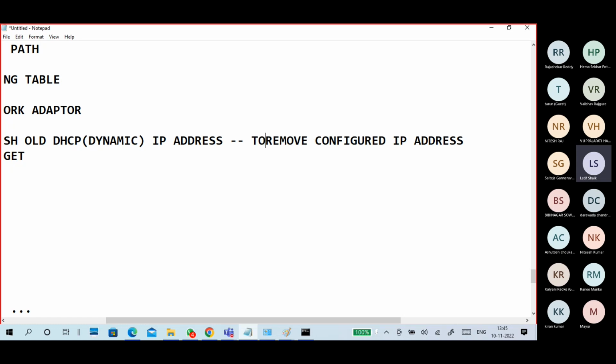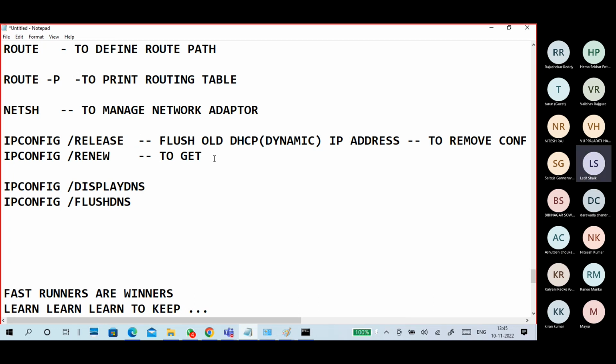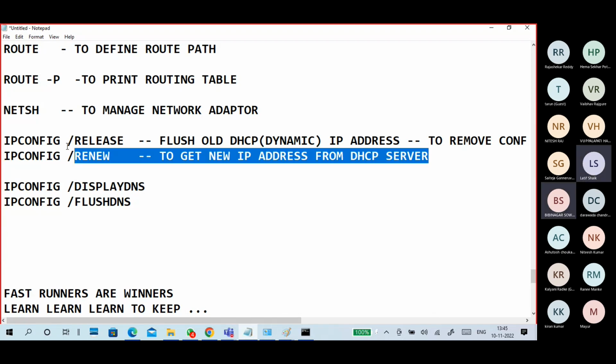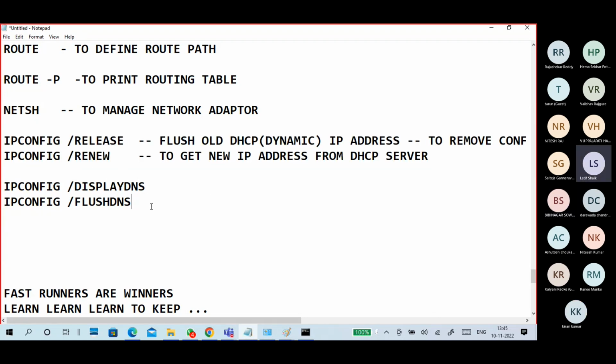Release: DHCP can't. If it is a static IP, this won't work. Then renew looks for a new IP address from the DHCP server. Okay, so this is a two-command combination. First one, second one. If you do this one, then you can do this one also, no problem. But this is to display your DNS queries, so far what DNS queries you have done. This is to remove those queries.